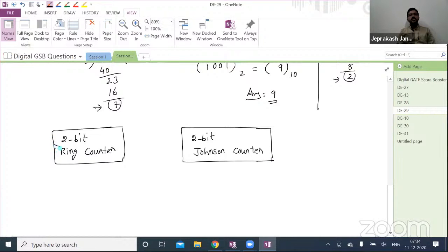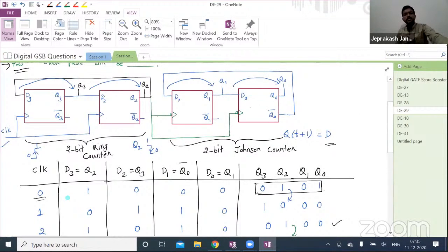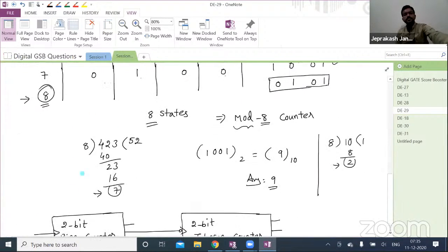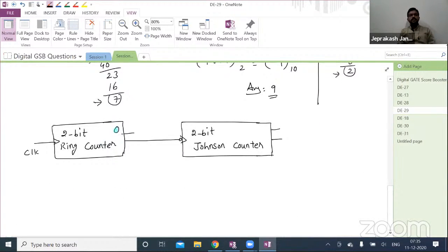So here you have the external clock signal. The output here you're giving as the clock signal for this Johnson counter. Here you'll get 2 outputs, and here you'll get 2 more outputs. Okay. Right. So when you have the ring counter, anyway, in the question they have specified, just one second. Here Q3, Q2, Q1, Q0.